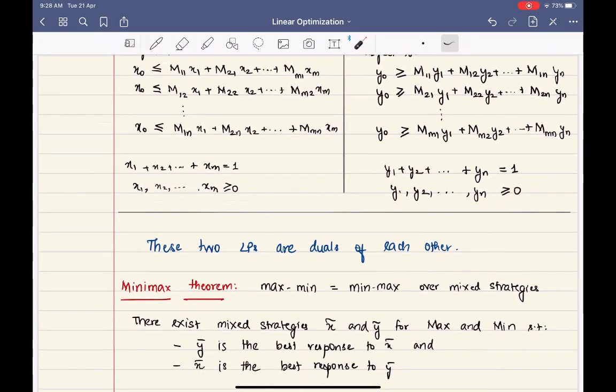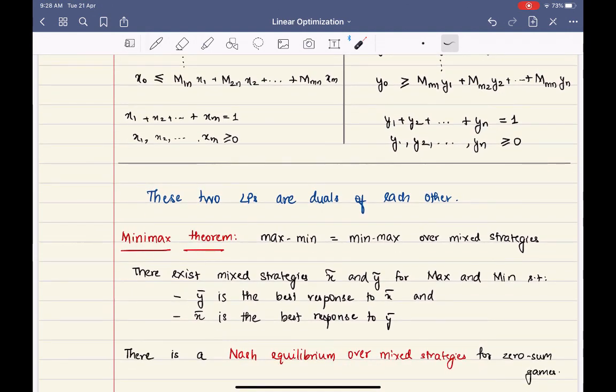And this is the famous minimax theorem in zero-sum games. The fact that max-min equals min-max over mixed strategies. And the feasible solutions of the primal and dual give mixed strategies x and y such that y is the best response to x and x is the best response to y. That is, if max plays x, the min over all strategies of the minimizer will give you a value, and that value is attained by this y bar. So y bar is the best strategy if min knows that max is playing x.